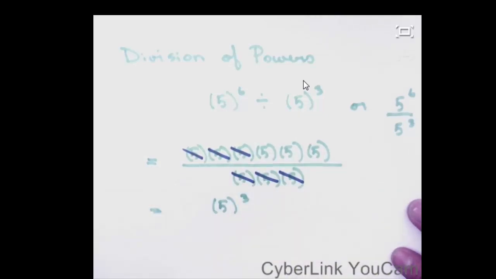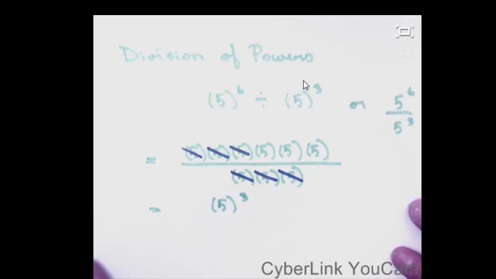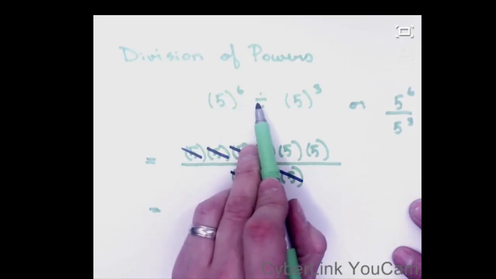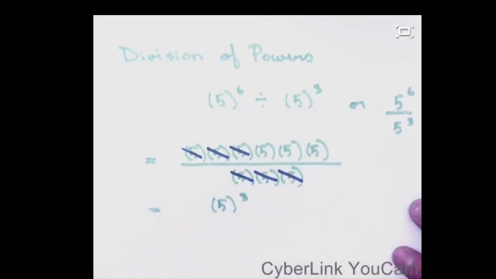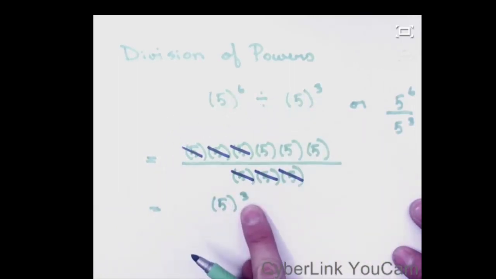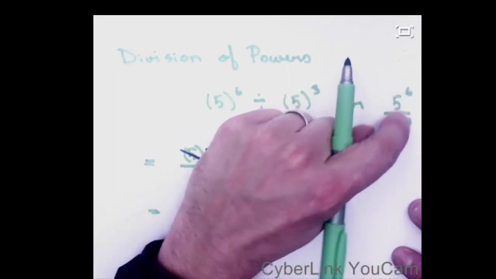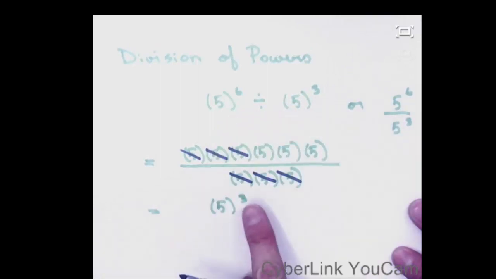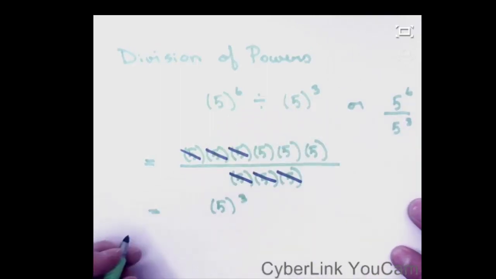What if there was also another rule? And I'm sure you've guessed it, there is. Watch this. 5 to the exponent 6 divided by 5 to the exponent 3. All you need to do is subtract the exponents. 6 take away 3 gives 3. Okay, or 6 subtract 3, you're left with 3. It always works. Let's try another example.